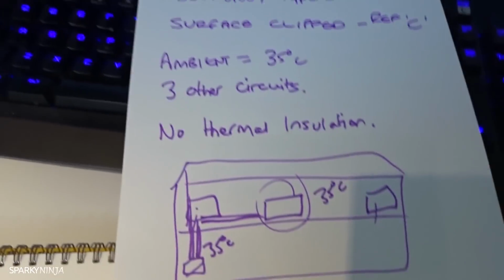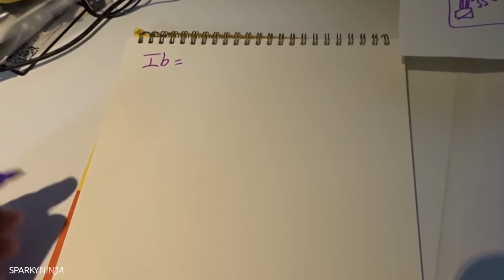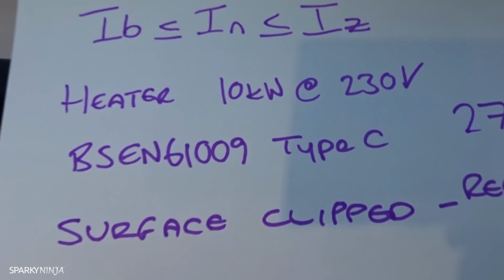Put that there to remind us. So the first thing we need to do is IB equals. IB is equal to design current. Design current is power, 10 kilowatt, over voltage. So I'll get my calculator going.